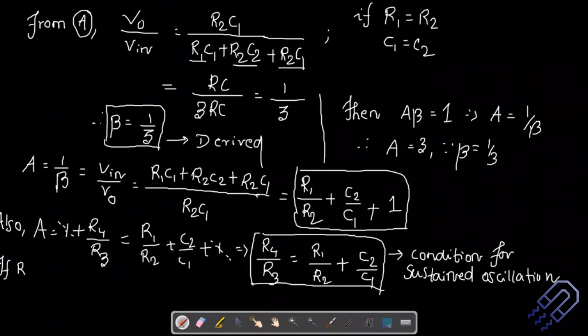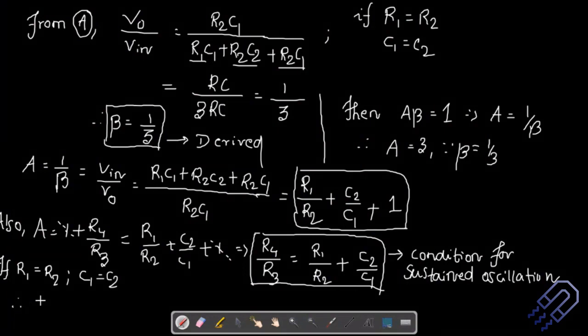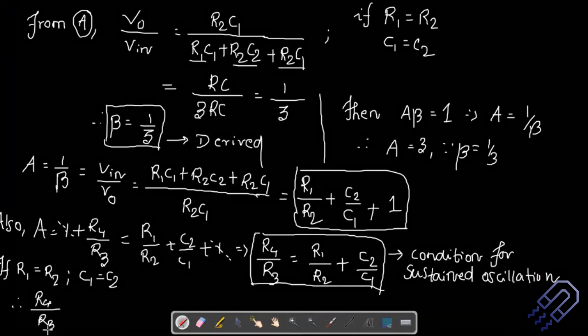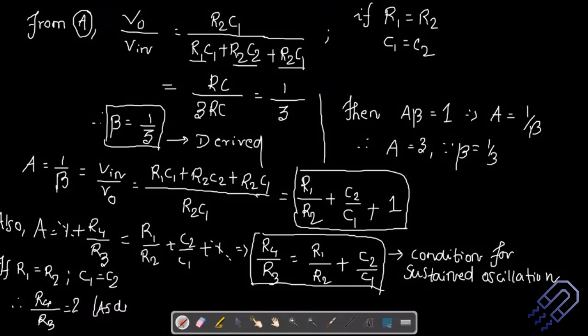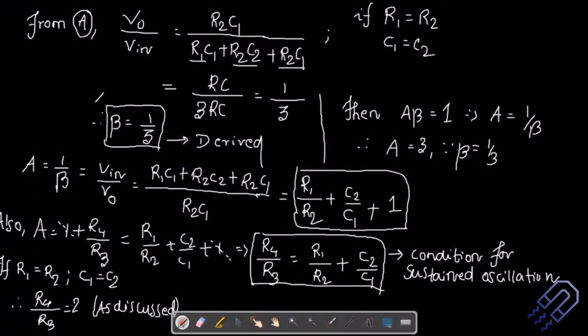So as discussed, we have seen that if R1 is equal to R2 and C1 is equal to C2, we can simply say that this will be one, so it will be 2, right? So this would be R4 by R3 is equal to 2. So this is, as discussed. So what we have derived is inside the box. Please remember this, I might ask you to derive this.